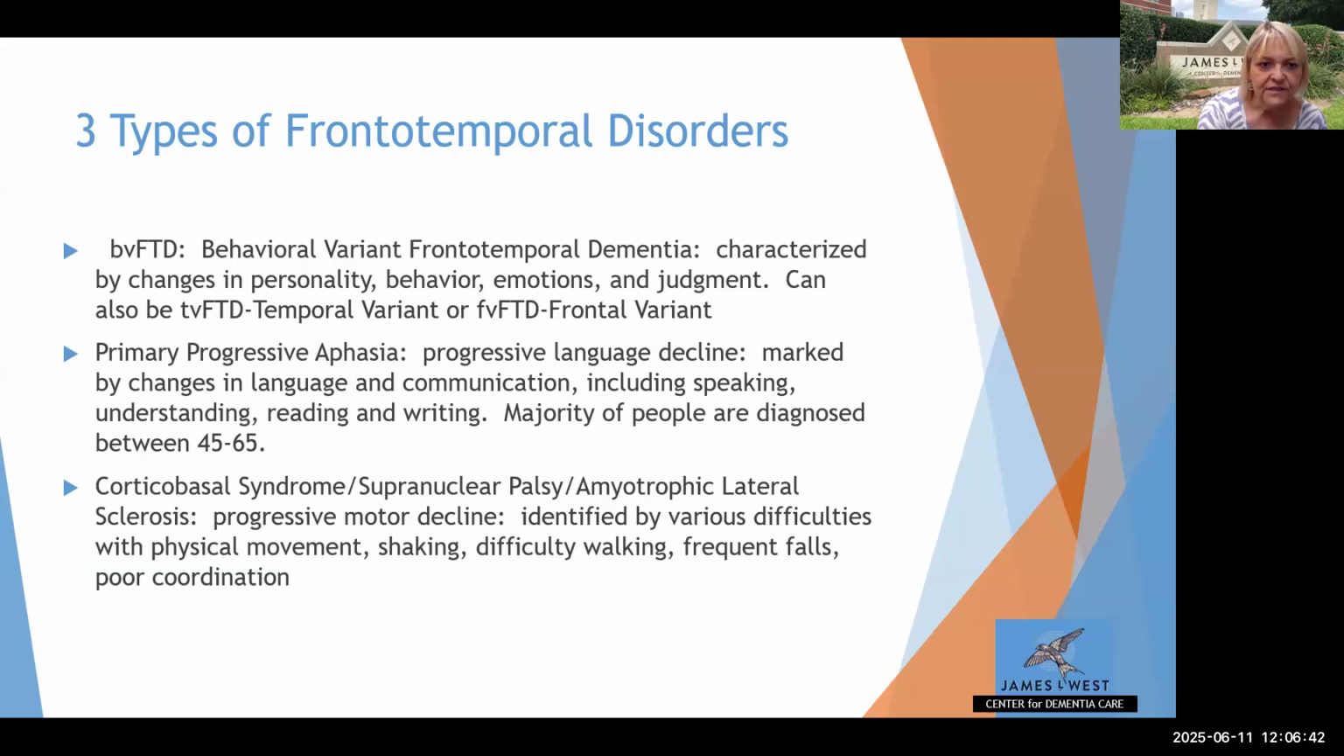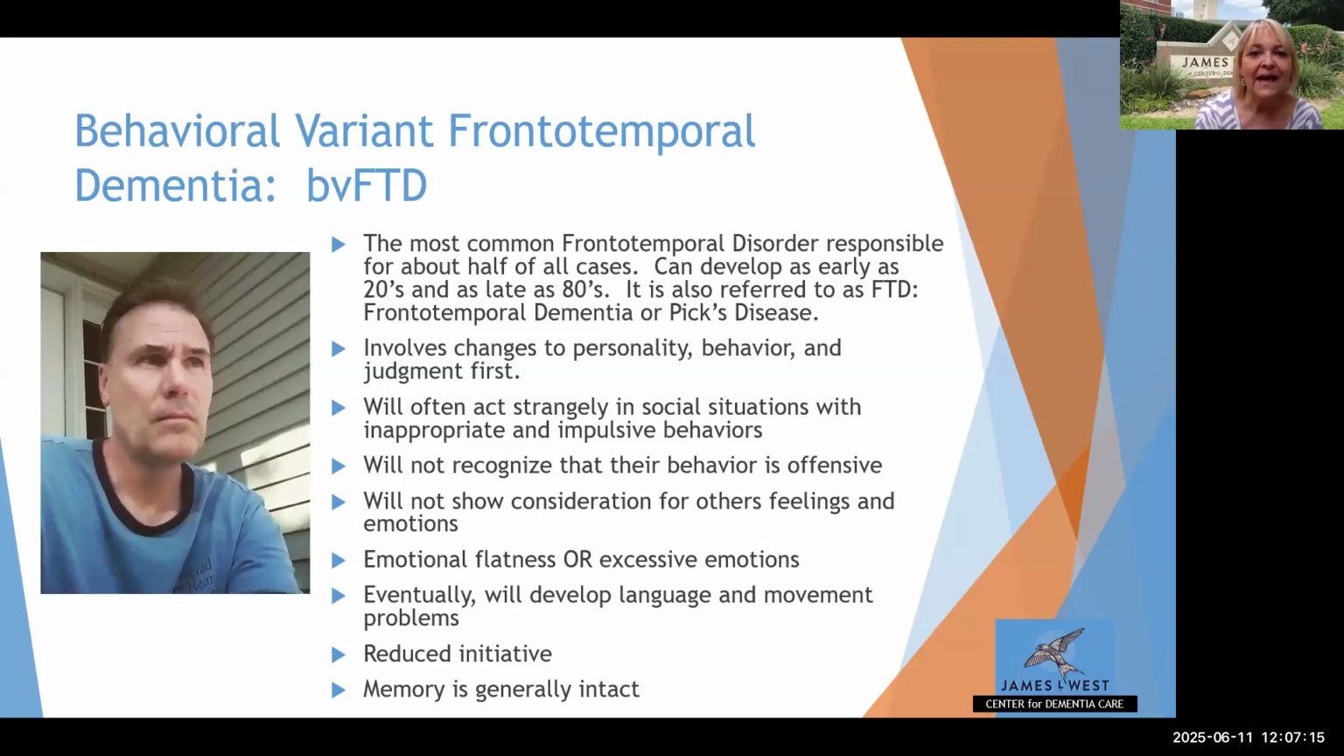The primary progressive aphasia, usually those folks are between 45 and 65. The corticobasal syndrome, the supranuclear palsy, those present with physical movement disorders. A progressive motor decline, that's how they present, where the primary progressive aphasia is going to present with the issues with language and communication first. The BVFTD is going to present with the changes in personality and behaviors first. So let's break them on down, and let's look first at the most common type, the BVFTD.